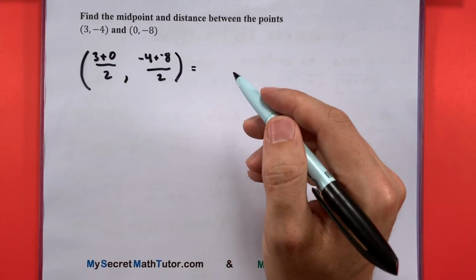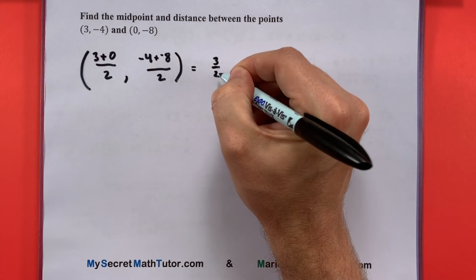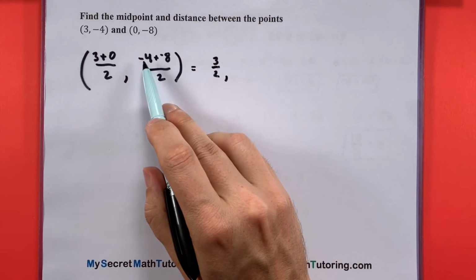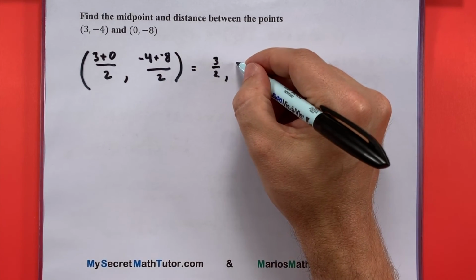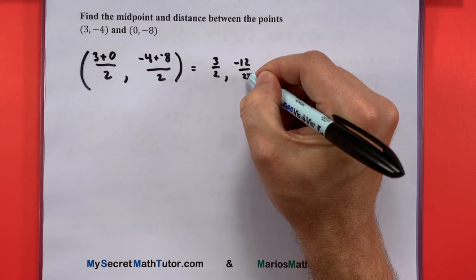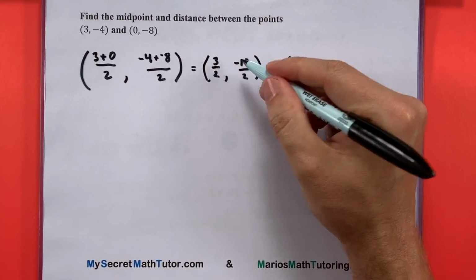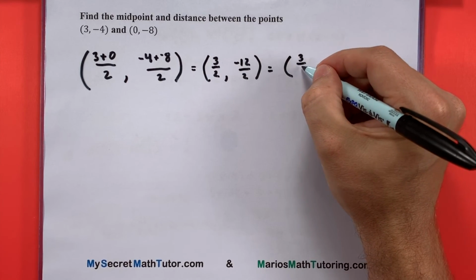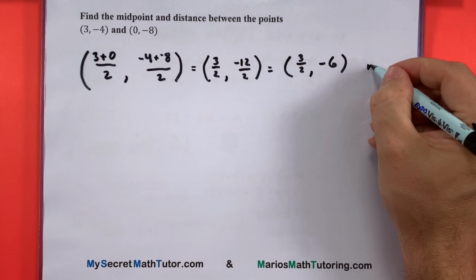All right, 3 plus 0 is just equal to 3. And we divide that by 2, we'll get 3 halves. Negative 4 plus a negative 8, or negative 4 minus 8, is a negative 12 divided by 2 still. So that's getting a little bit simpler. And we can simplify that second fraction, so we'll go ahead and write this as 3 halves and a negative 6. So there's our midpoint.